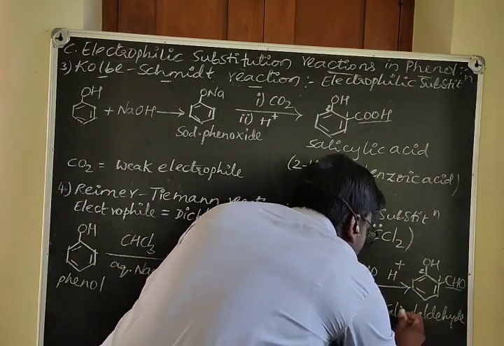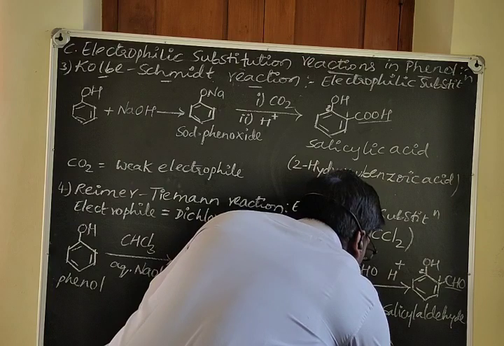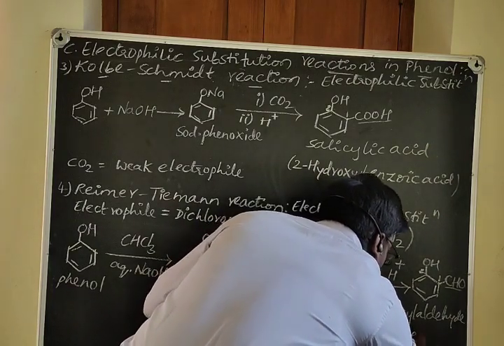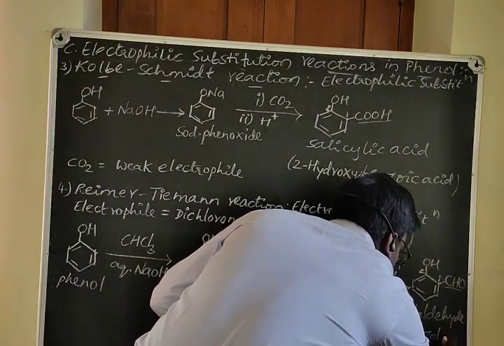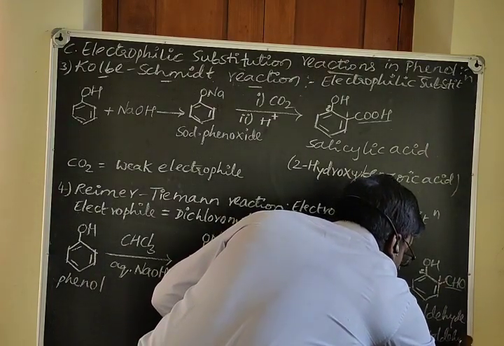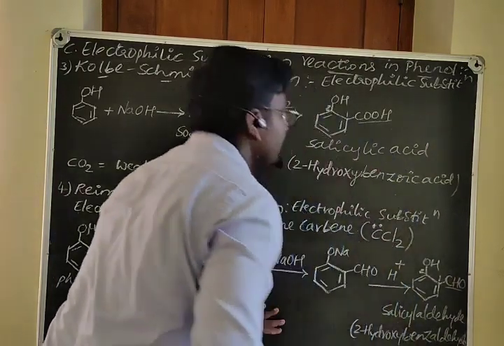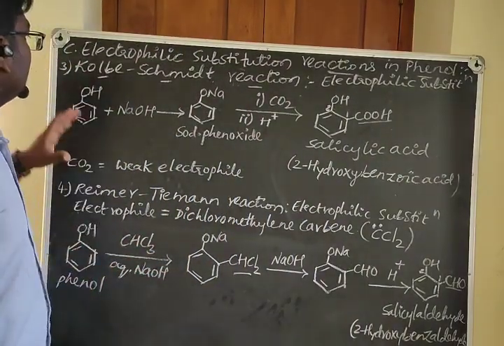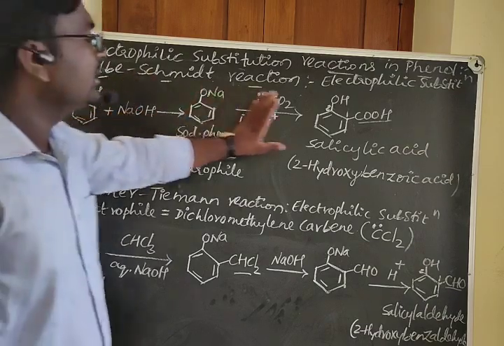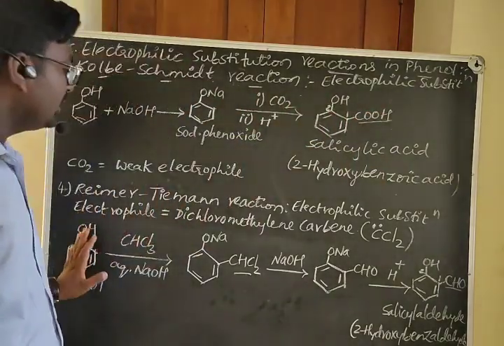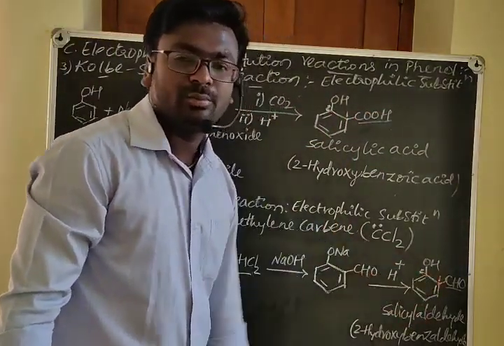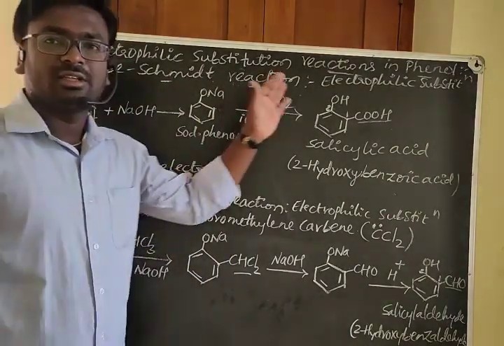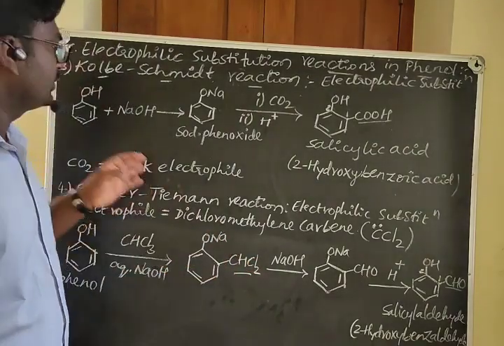And what is the IUPAC name? 2-hydroxybenzaldehyde is the IUPAC name. And this is about the Reimer-Tiemann reaction. In the Kolbe's reaction you will get the ortho product. In the Reimer-Tiemann reaction also you will get the ortho product. And Kolbe's and Reimer-Tiemann reactions are examples of electrophilic substitution reactions.